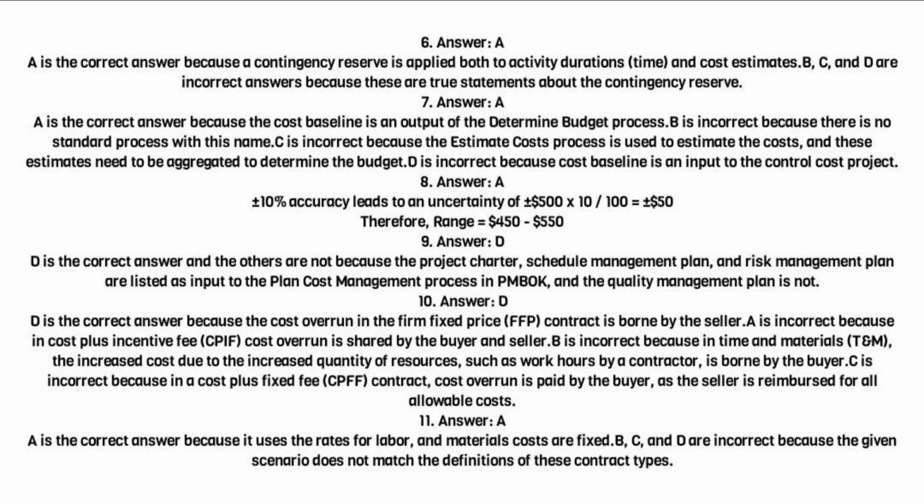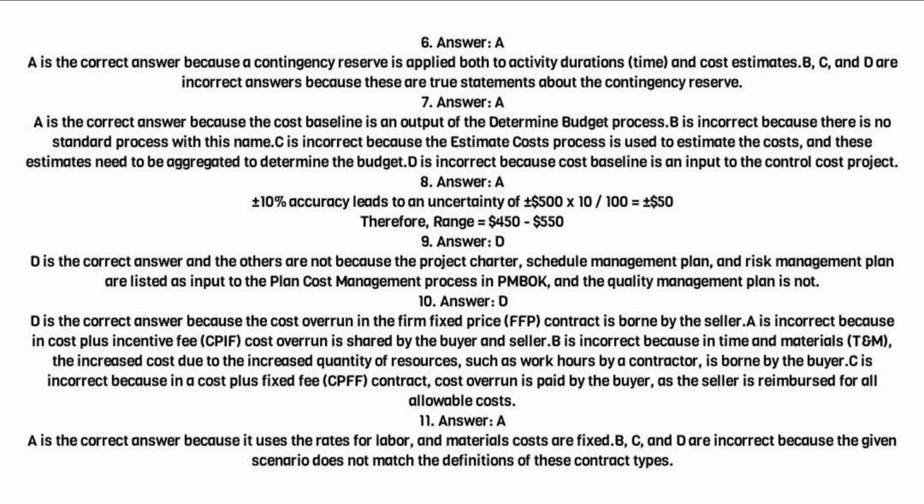D is the correct answer and the others are not because the project charter, schedule management plan, and risk management plan are listed as input to the plan cost management process in PMBOK, and the quality management plan is not.